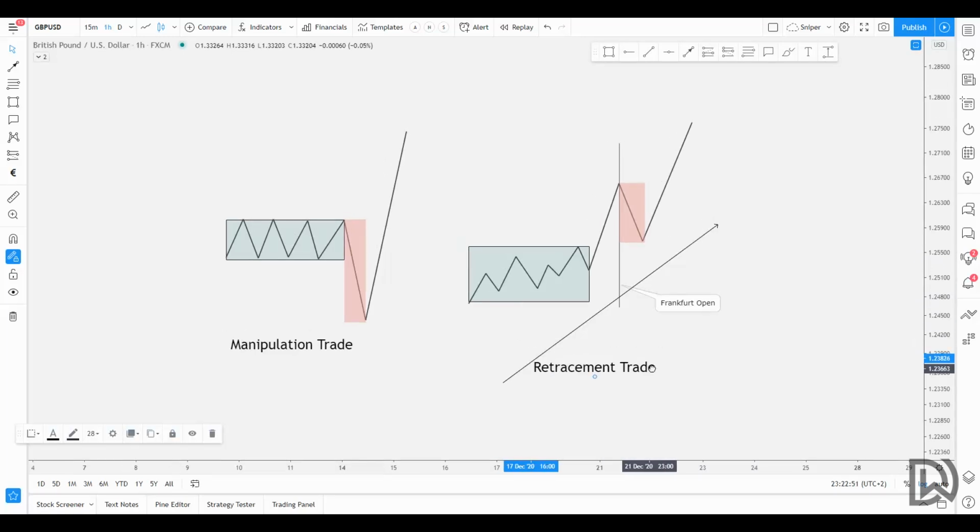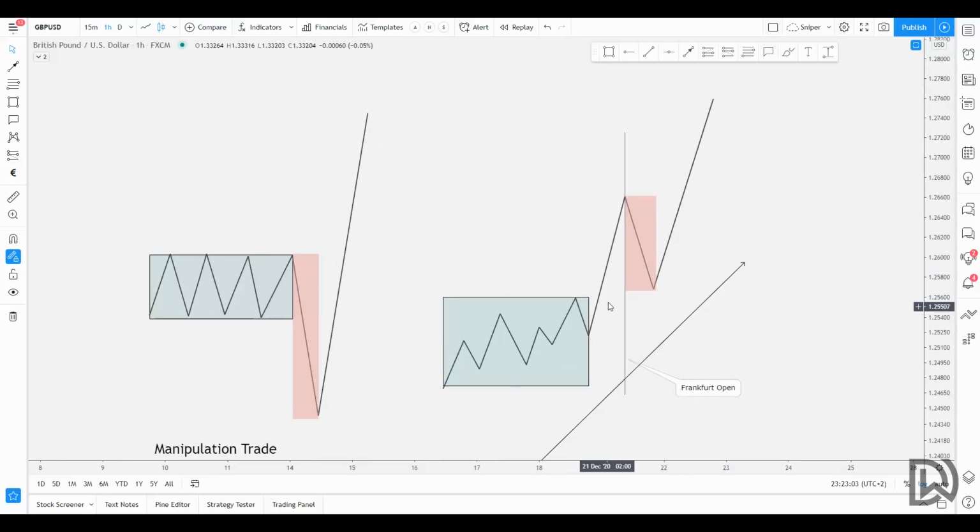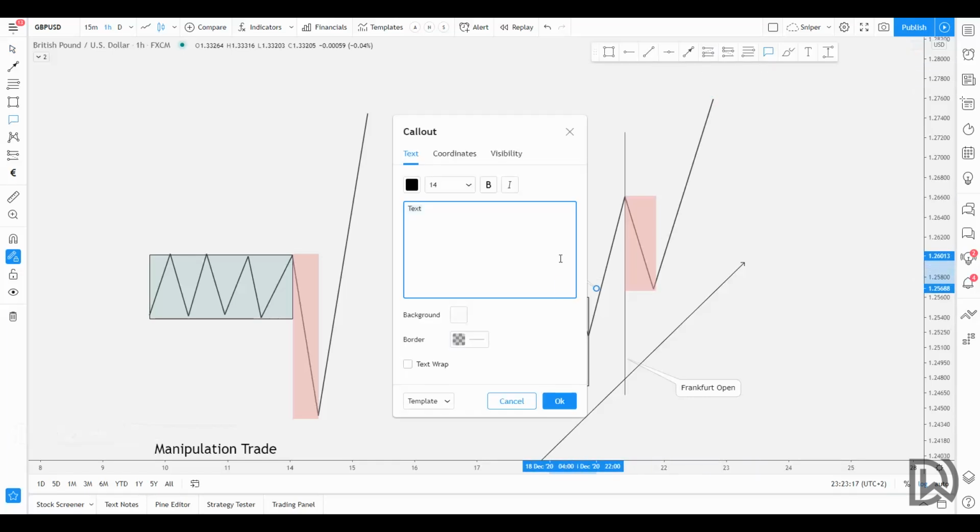So basically, when we see the Asian range and it's more like a trending range, and we see price continuing to uptrend, we then want to see, and only then, at Frankfurt Open, the retracement into a wick zone or an order block. So we want to see it into a wick zone or an order block.